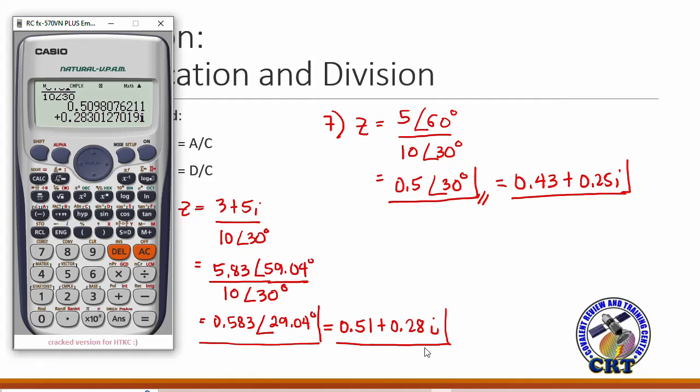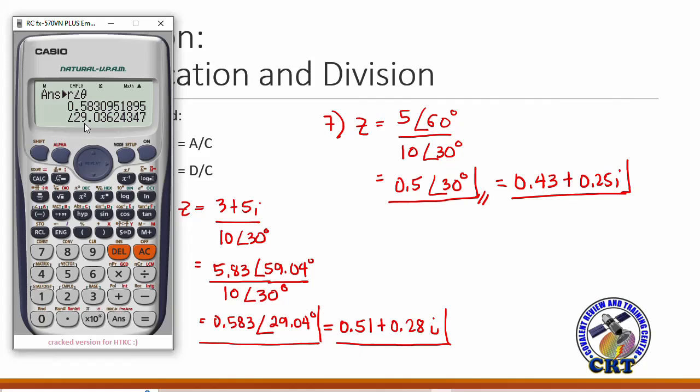Okay, our answer from the conventional and from the complex mode of the calculator are the same. So let us now convert the answer from the calculator to polar form. So press shift 2 and 3. Press equal sign and convert the answer from your calculator to decimal form. So we have 0.583. So that is also our answer from the conventional method.